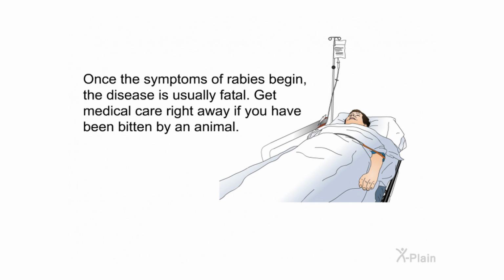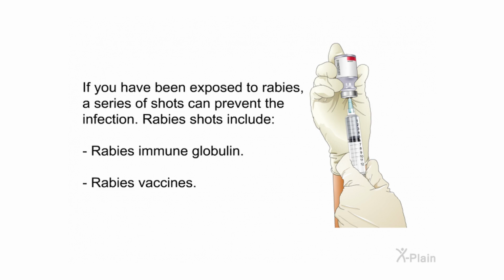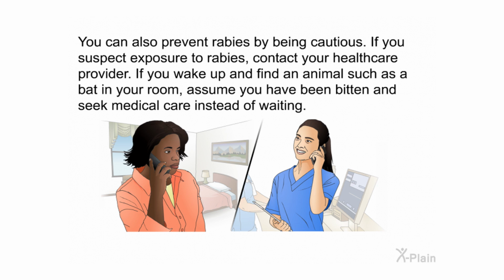Get medical care right away if you have been bitten by an animal. If you have been exposed to rabies, a series of shots can prevent the infection. Rabies shots include rabies immune globulin and rabies vaccines. You can also prevent rabies by being cautious. If you suspect exposure to rabies, contact your healthcare provider. If you wake up and find an animal such as a bat in your room, assume you have been bitten and seek medical care instead of waiting.